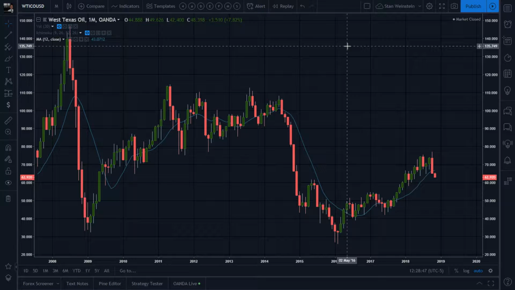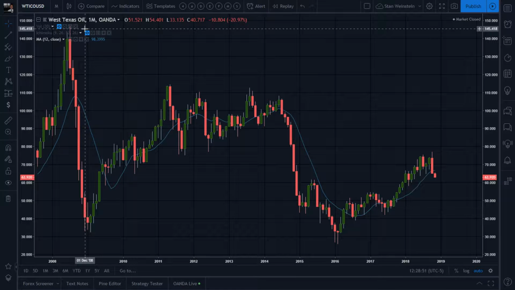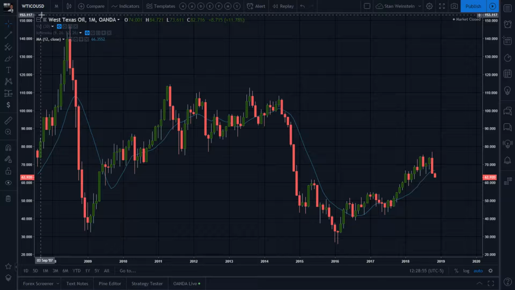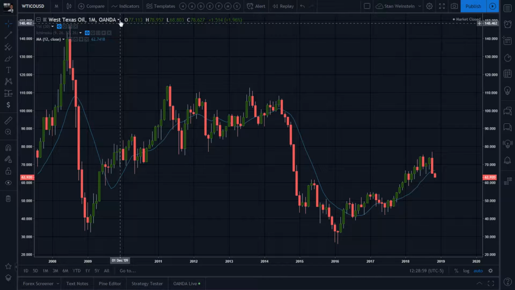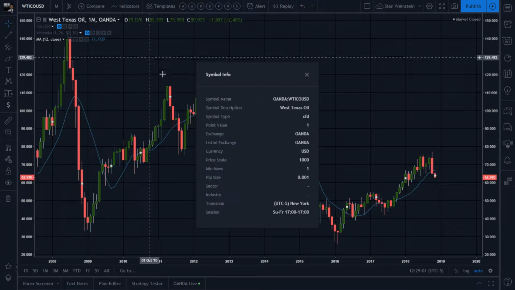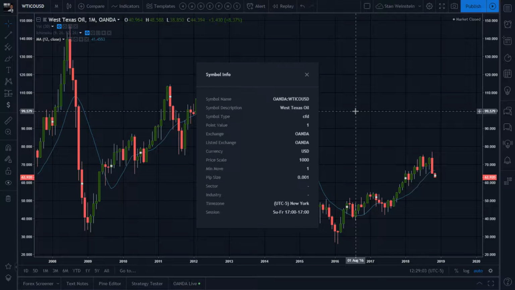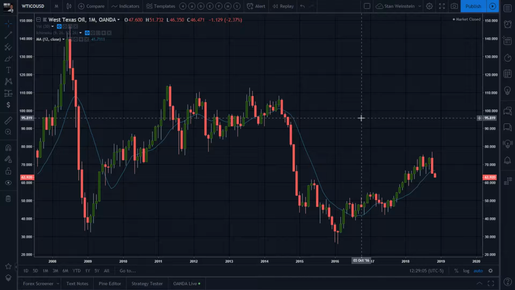West Texas oil. I don't know if that's equivalent to light sweet crude oil. It's on my Oanda ticker, WTICO, in US dollars. And that's all it is, guys. Okay, monthly candle chart.